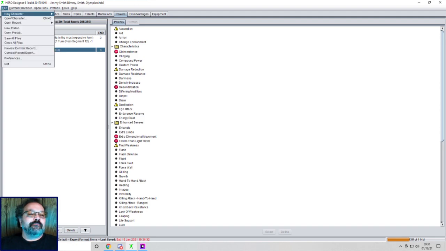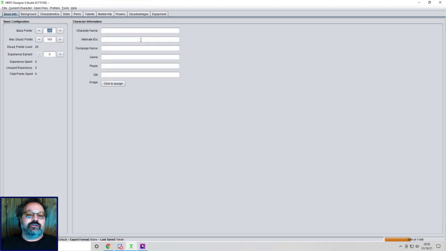So to do that, we first come here, like usual, we start a new character, Hero 5th Edition, and Superheroic. And we're going to go ahead and name him. He's the Olympian. Yes, I like saying it that way. Sorry. And he's got the alternate ID of Jimmy Smith for color superhero. And I'll put myself for right now as the game master. Alright, now, I took notes this time.